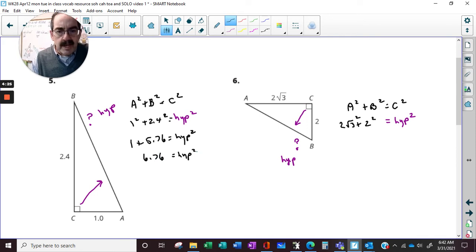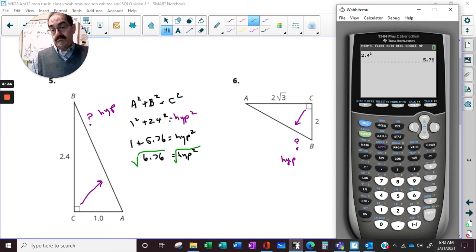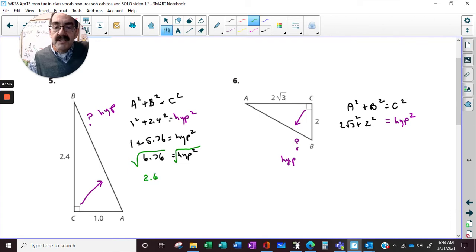And don't ever forget, how do we undo a squared? We take the square root of both sides. So you could leave the square root of 6.76, or remember, the opposite of squared is square root. So we're just going to go second square root 6.76. And, oh, that's so cool, 2.6. It's perfect. 2.6 is the hypotenuse. What did you get on the second one?